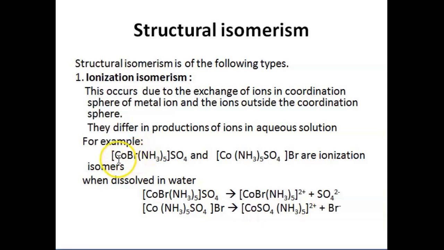For example, if we take [CoBr(NH3)5]SO4 and [Co(NH3)5SO4]Br, these are considered to be ionization isomers. When dissolved in water, the first will dissociate as [CoBr(NH3)5]2+ and SO4 2-, and the second will give Br minus. So they differ in the production of ions in aqueous solution, and they are considered to be ionization isomers.